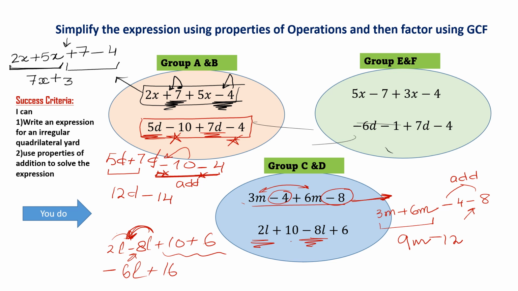Now do the group E and F yourself and check the answer. I am writing the answer, and you check the answer only and try to do it yourself with all the steps. So it will be 1d minus 5.